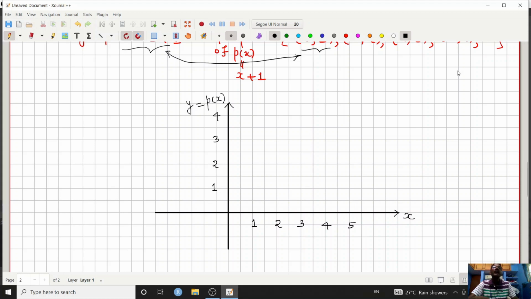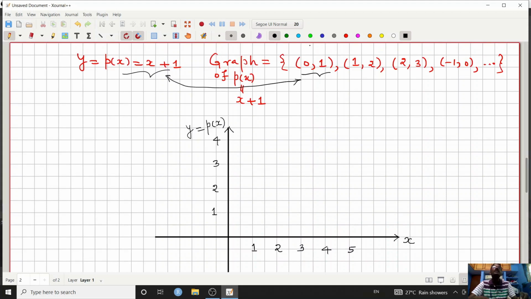What are the points we have? This is the origin, 0, 0. And this point is nothing but minus 1.